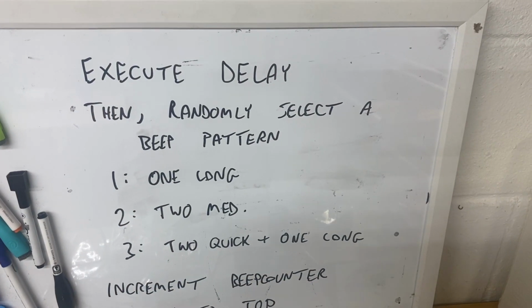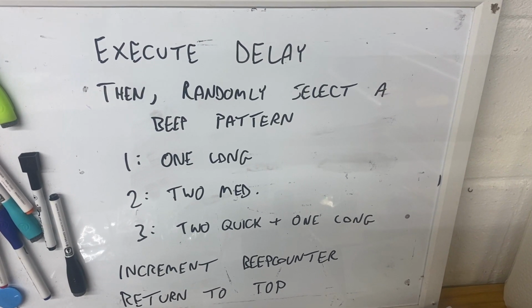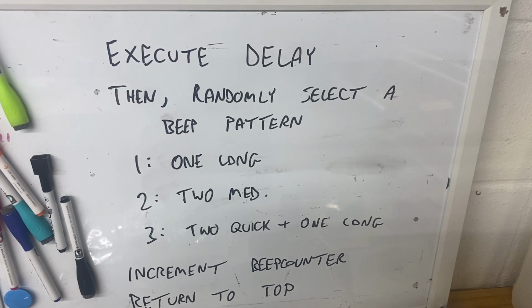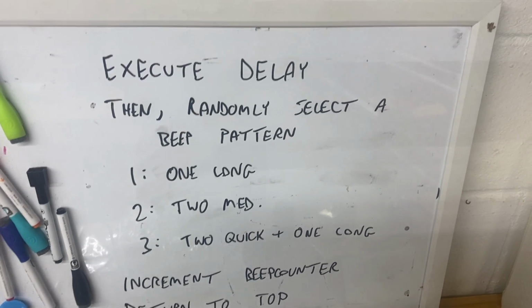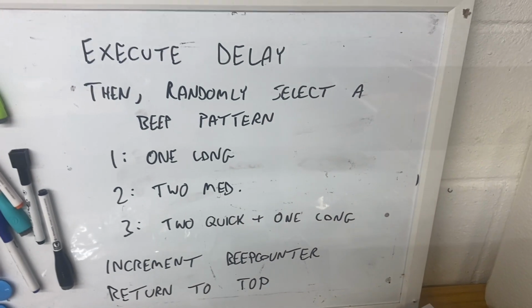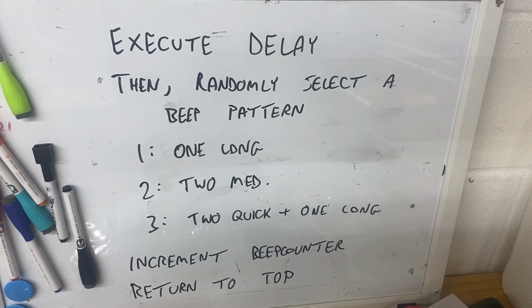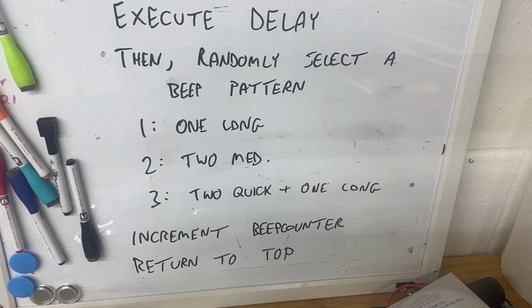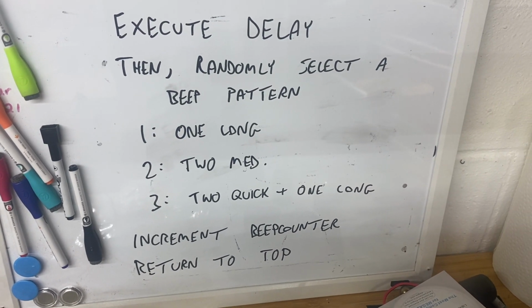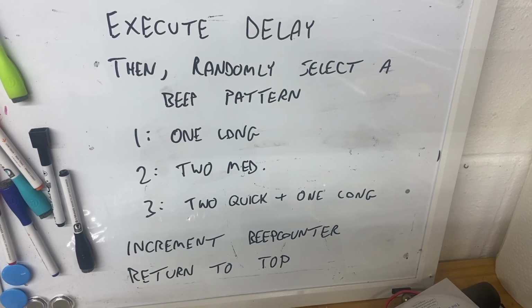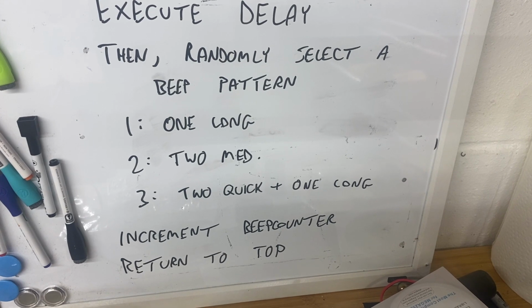So then what happens? We've randomly calculated a delay. We execute the delay. If he takes the foot off the brake and power is cut, nothing happens. However, if we get through the delay period and there's still continuous power, then we randomly select a beep pattern. I can make additions or deletions to the list, but I have 3 patterns right now: 1 long beep; 2 mediums, beep, beep; and 2 quicks and a long, beep, beep, beep.